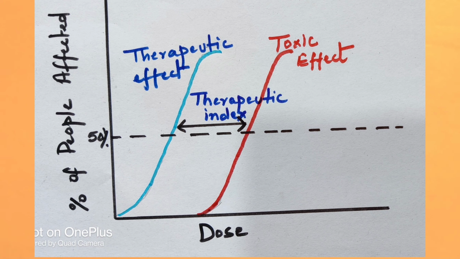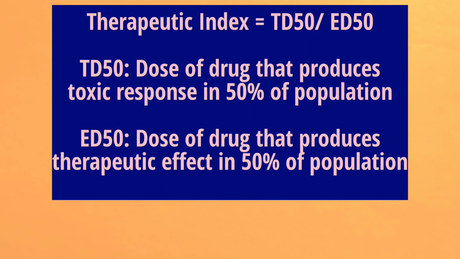The red curve represents the dose of a drug that causes a toxic response in 50% of the population. TD50 is the dose of the drug that causes a toxic response in 50% of the population. So therapeutic index is equal to TD50 divided by ED50. So toxic dose in 50% of the population divided by effective therapeutic dose in 50% of the population.